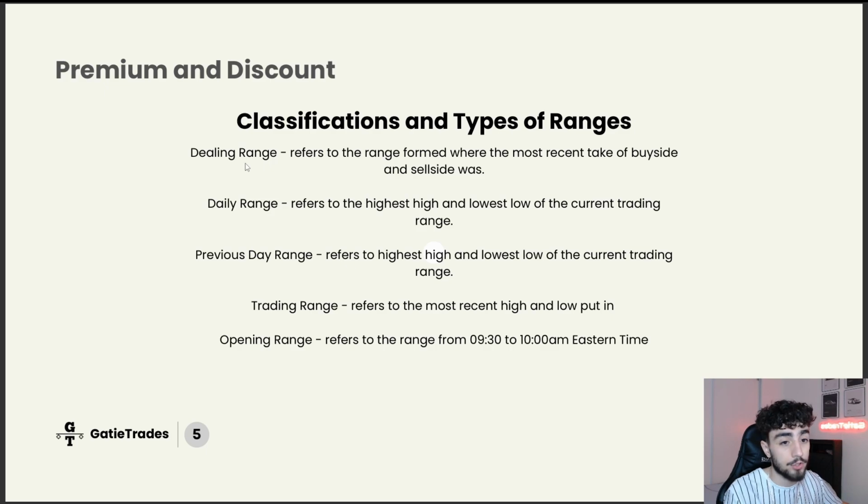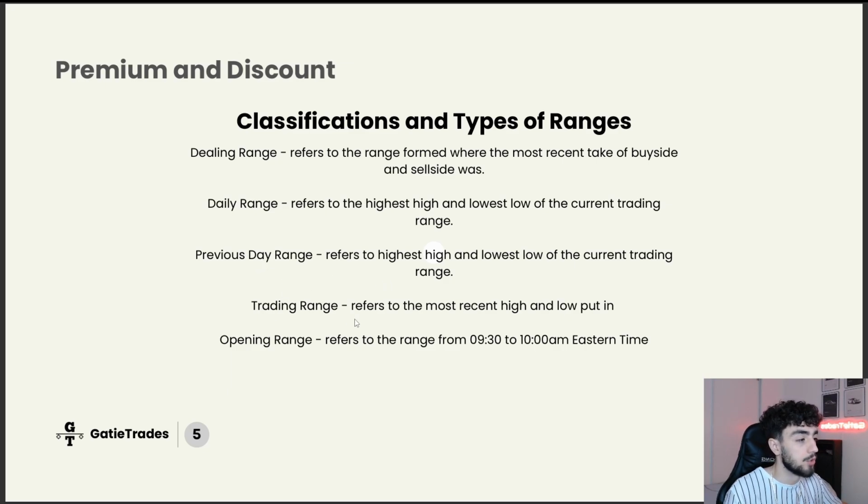So first we have a dealing range. A dealing range refers to the range formed where there was the most recent take of buy side and sell side liquidity. So we just took out buy side and the most recent sell side. That is your current range that you're working with, and it's your dealing range, okay? You also have a daily range, which is just the highest high and lowest low of that current day. You have the previous day range, which is the highest high and lowest low of yesterday's trading day.